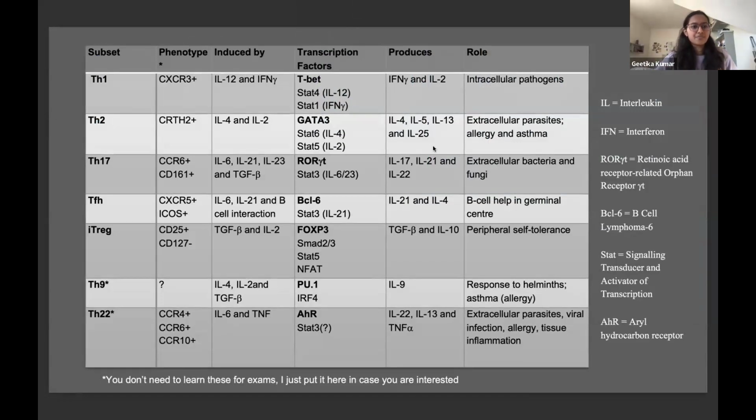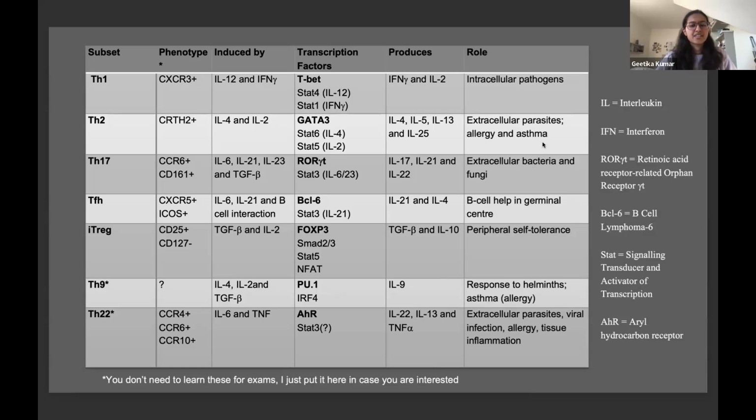This is just a bit on the T helper subsets. I'm not going to go into too much detail on this because a lot of it is just what signaling molecules and transcription factors are involved, so it's kind of just things that you have to memorize. It's not super conceptual. But I think the main take home is that depending on the type of pathogen or the type of infection, you'd need different T helpers. So for example, if you've got intracellular pathogens, then you'll get more of the T helper 1 type CD4 cells. Or if you've got extracellular bacteria and fungi, then you get T helper 17.